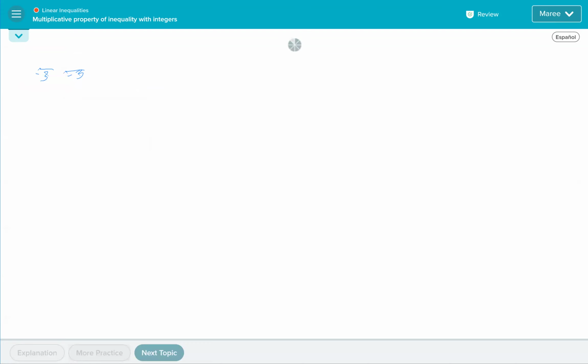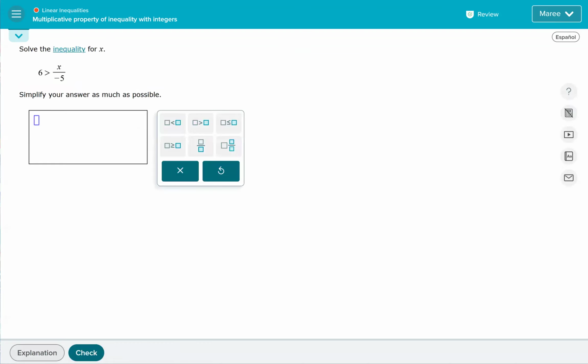So another one. In this case, the variable is on this side. Because it's divided by -5, we're going to multiply both sides by -5. Because we're multiplying by a negative, we have to flip the sign. So only when you multiply and divide by a negative. So -5 times 6 is -30. And then this variable will be by itself.